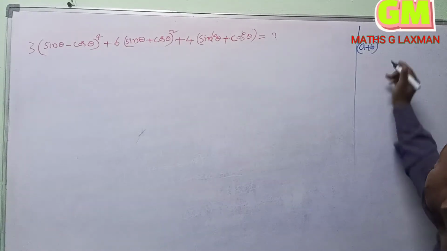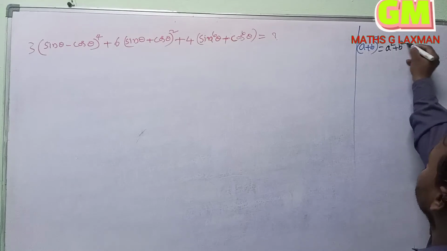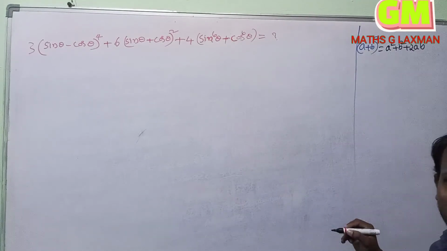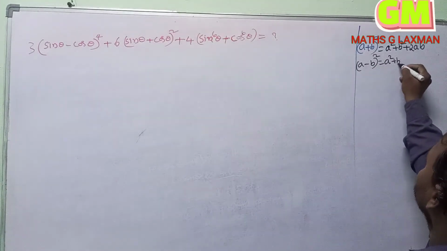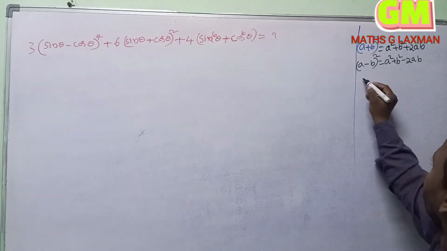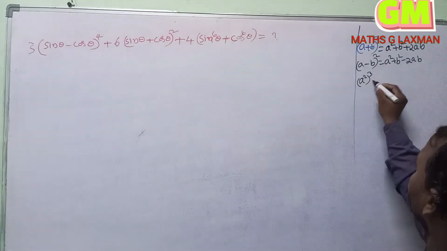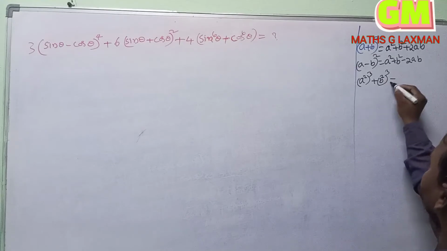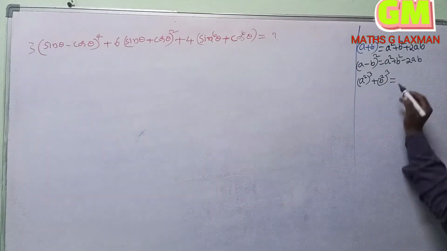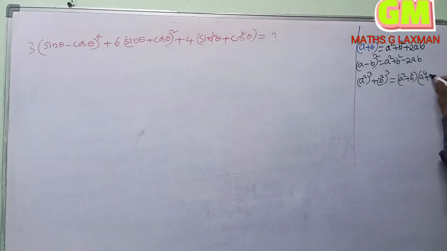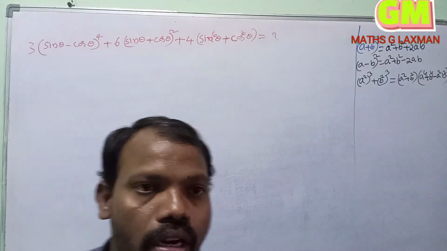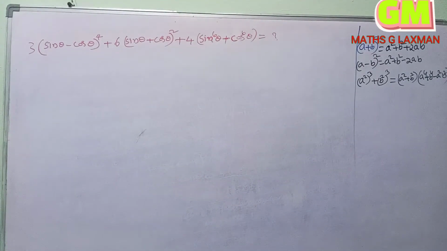So (a+b)² is a² + b² + 2ab, and (a−b)² is a² + b² − 2ab. And (a²)³ + (b²)³, that is (a²+b²)(a⁴ + b⁴ − a²b²). So these are the formulae which are involved in this problem.